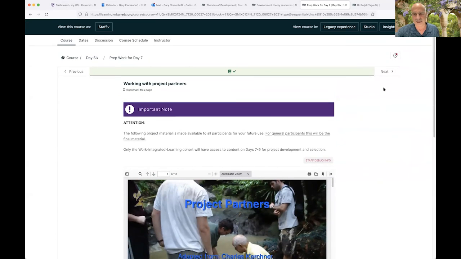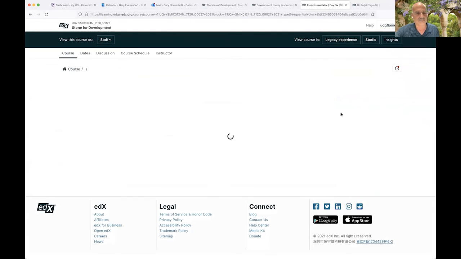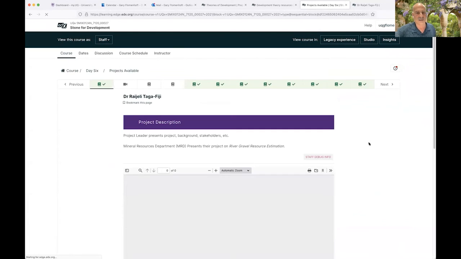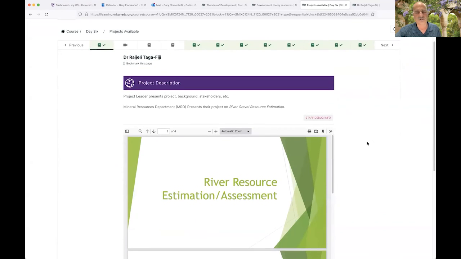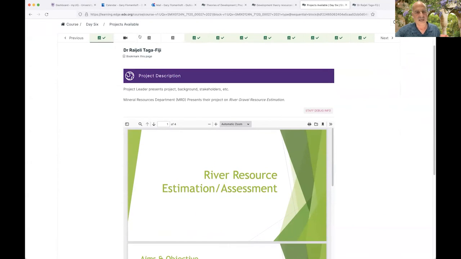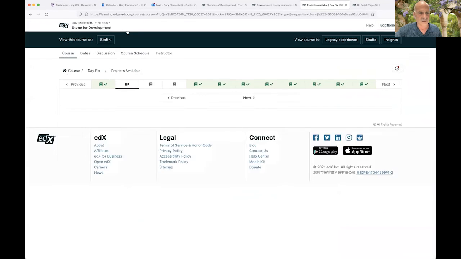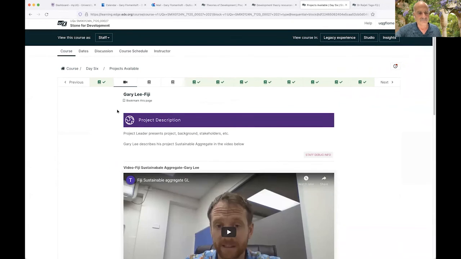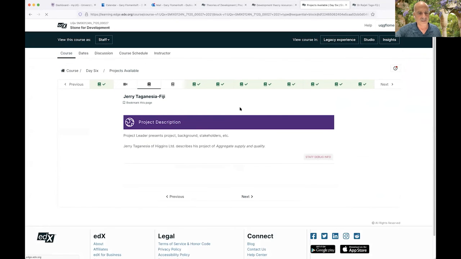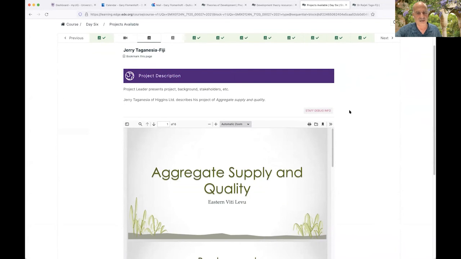And then the next thing is I have listed every one of the project partners, and I want you to go through and look at all these projects and pick which one you want to work on. Most of them have a description. I'm missing a few. Most of them have some kind of description, and then you can decide which one you're going to want to work on.